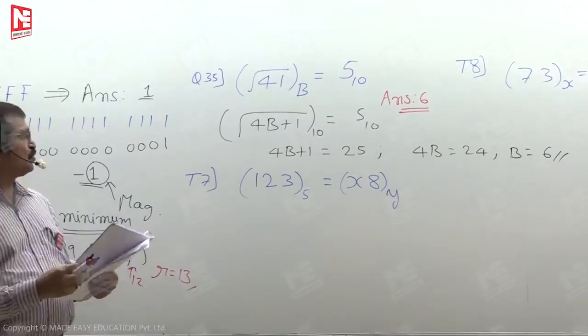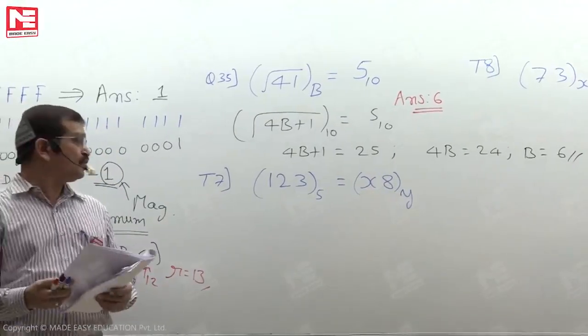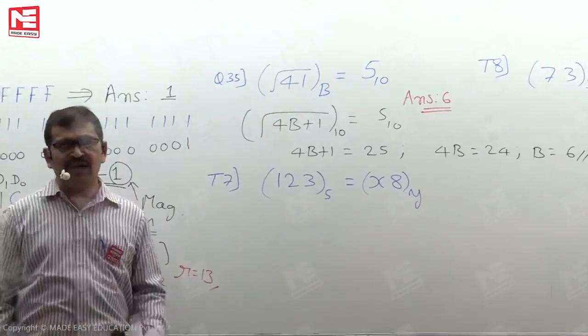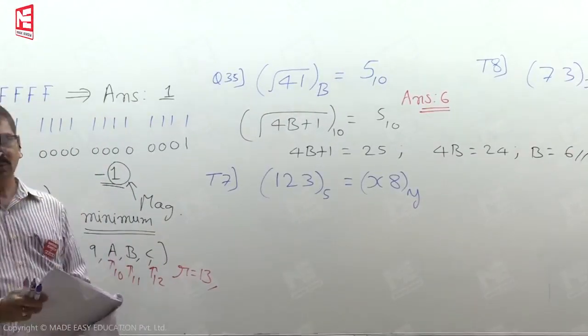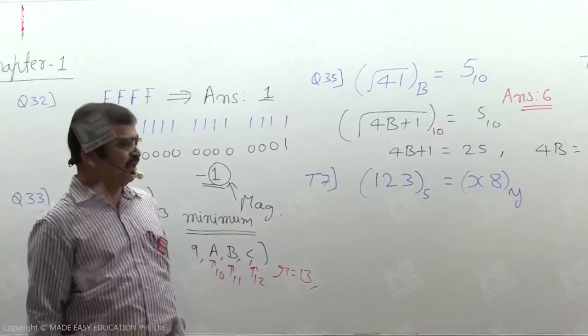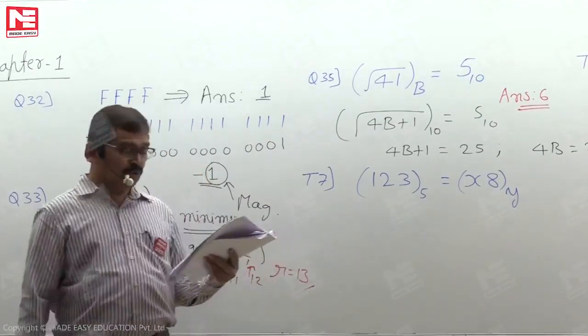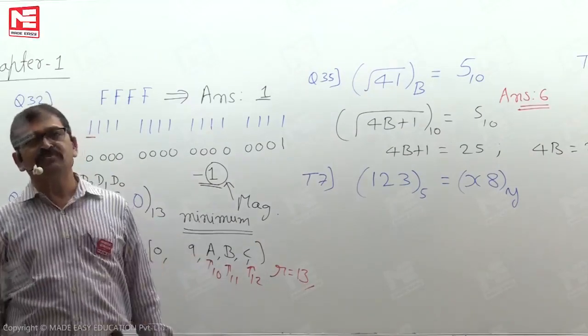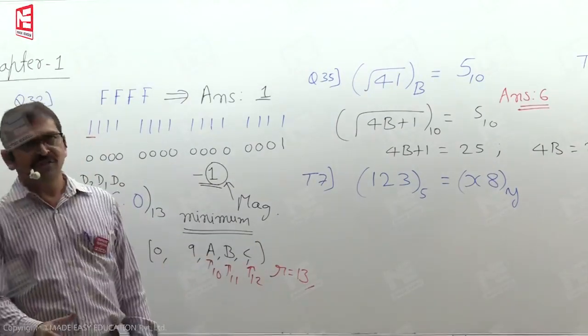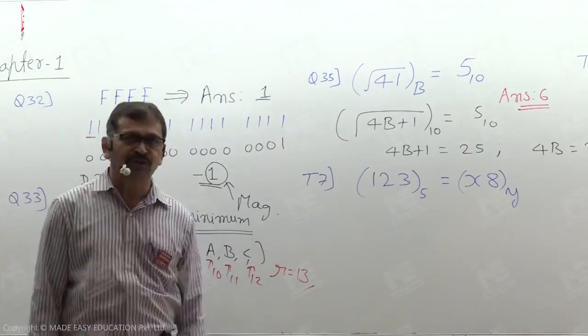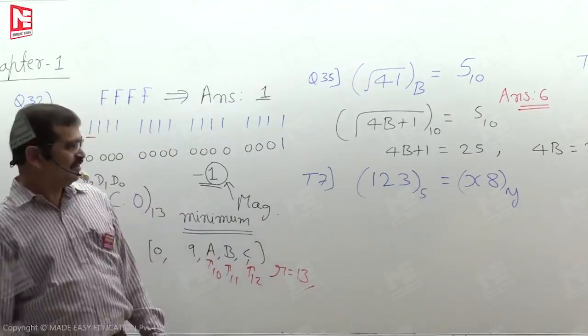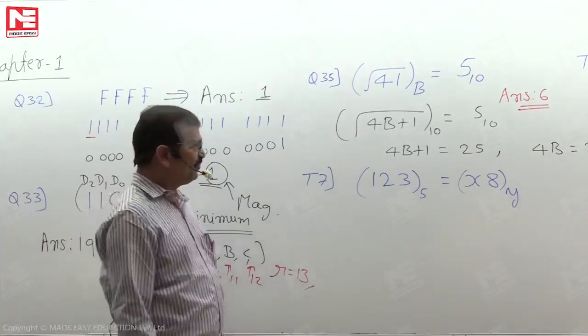Come to the next question. Next question I said, try yourself question T7. Of course, the answer is available, but we need to identify how this is the answer. It was a GATE question in the 2014 GATE CS paper only. The solution is available even in the GATE solution book of CS. But anyway, let us discuss here.